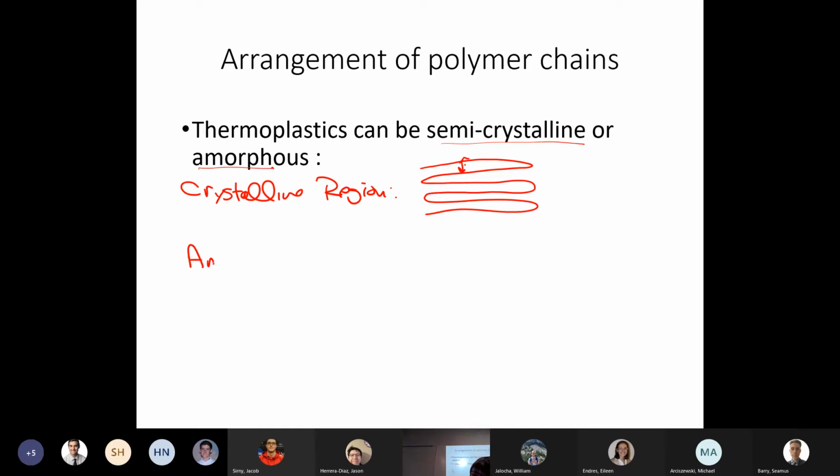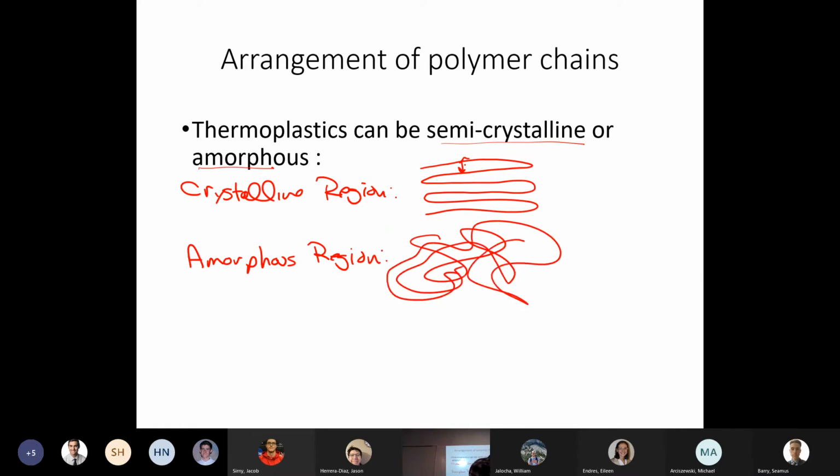We also have the amorphous. So in an amorphous region or an amorphous polymer, the polymer chains are just randomly arranged, which is why oftentimes 3-year-olds draw that very well. Again, the distance between the polymer chains in amorphous is generally larger, and that leads to lower bond strength, lower strength, higher ductility, and so forth.